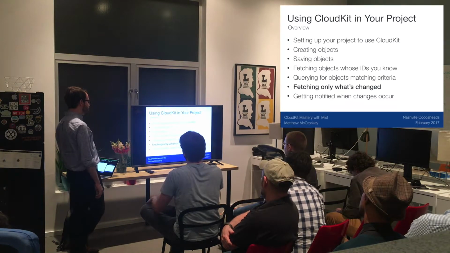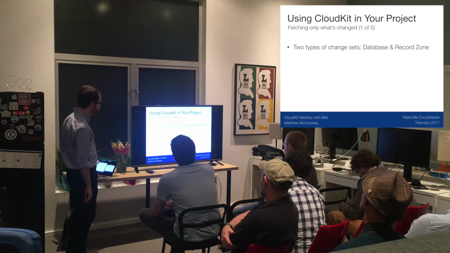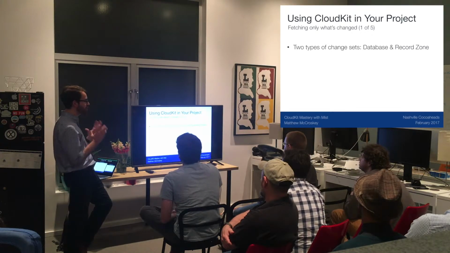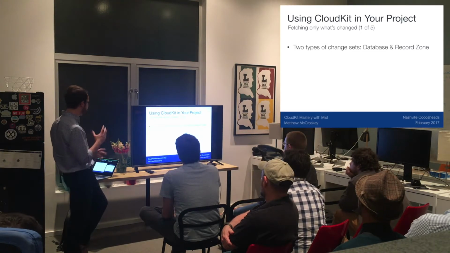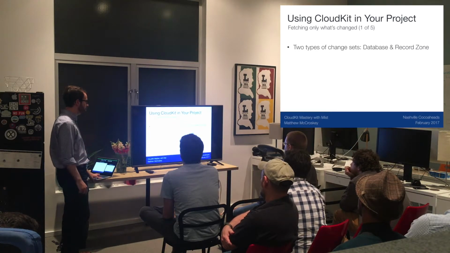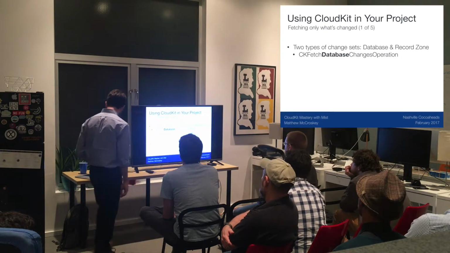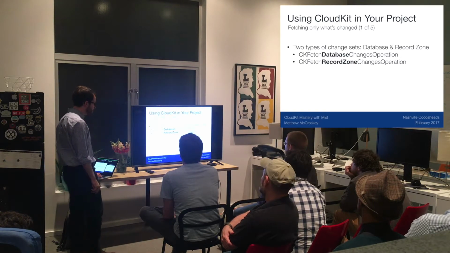And then fetching only what's changed. Okay, so this turns out to be very important. There's two types of change sets. You can get change sets for a database, and you can get change sets for a record zone. They have unsurprising operations: CKFetchDatabaseChangesOperation, or CKFetchRecordZoneChangesOperation.